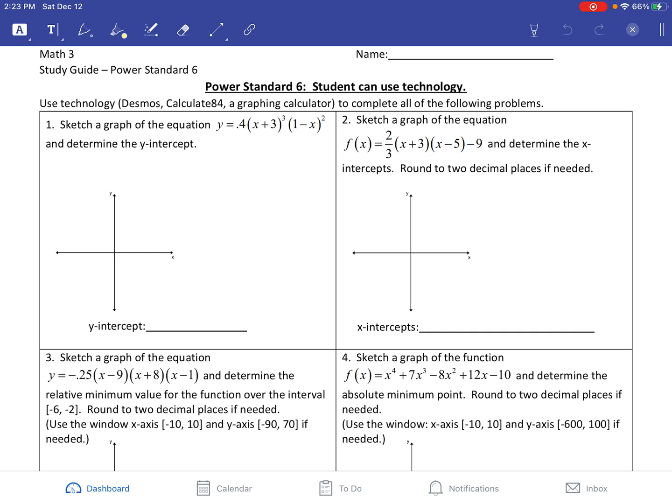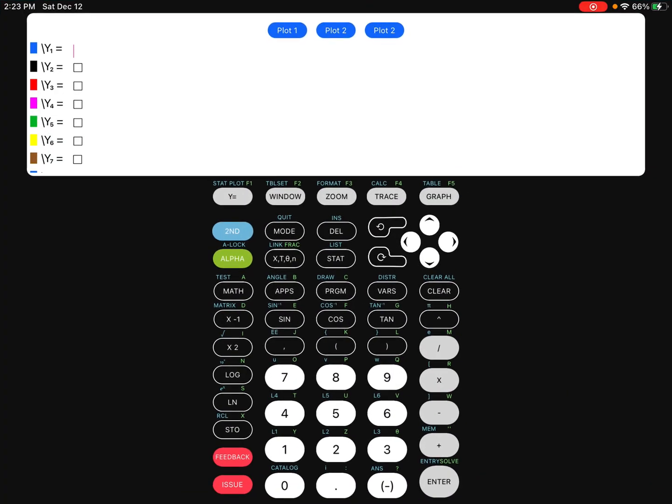Alright, so let's get to it. I've already written down all these problems on a piece of paper so I can refer back to it without having to jump back and forth to help save you from getting sick by motion sickness. Alright, so here's our Calculate84 app.